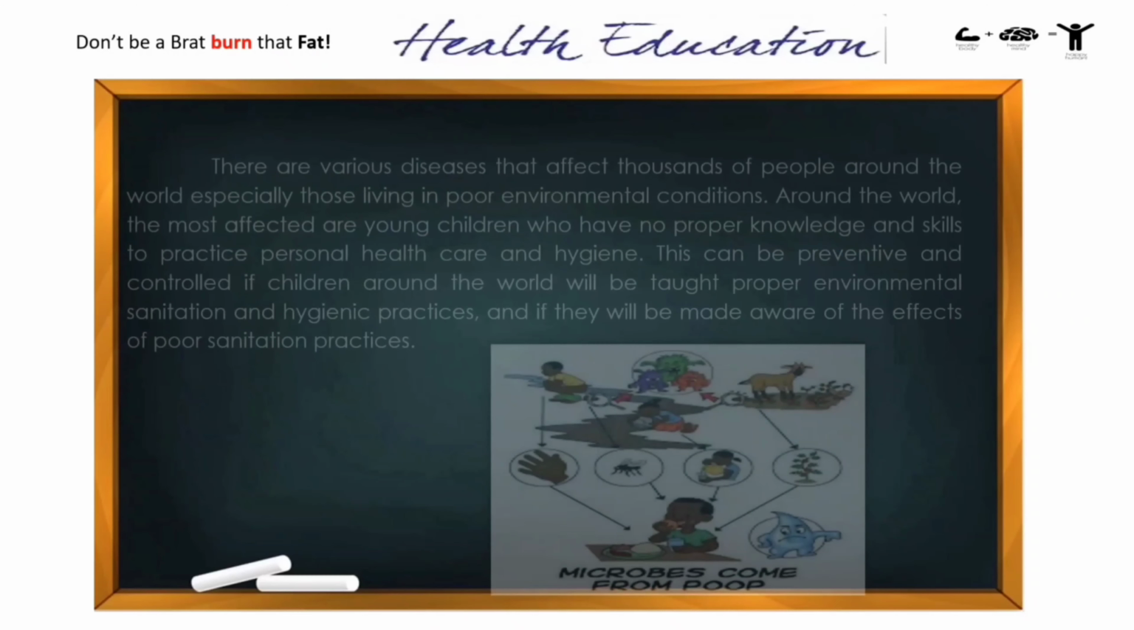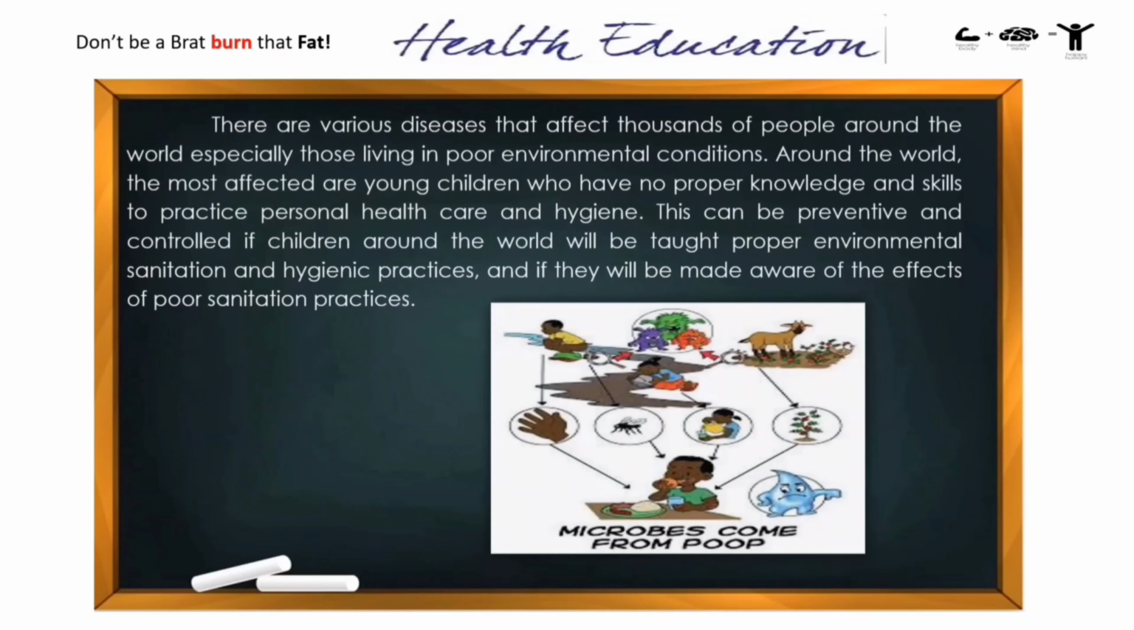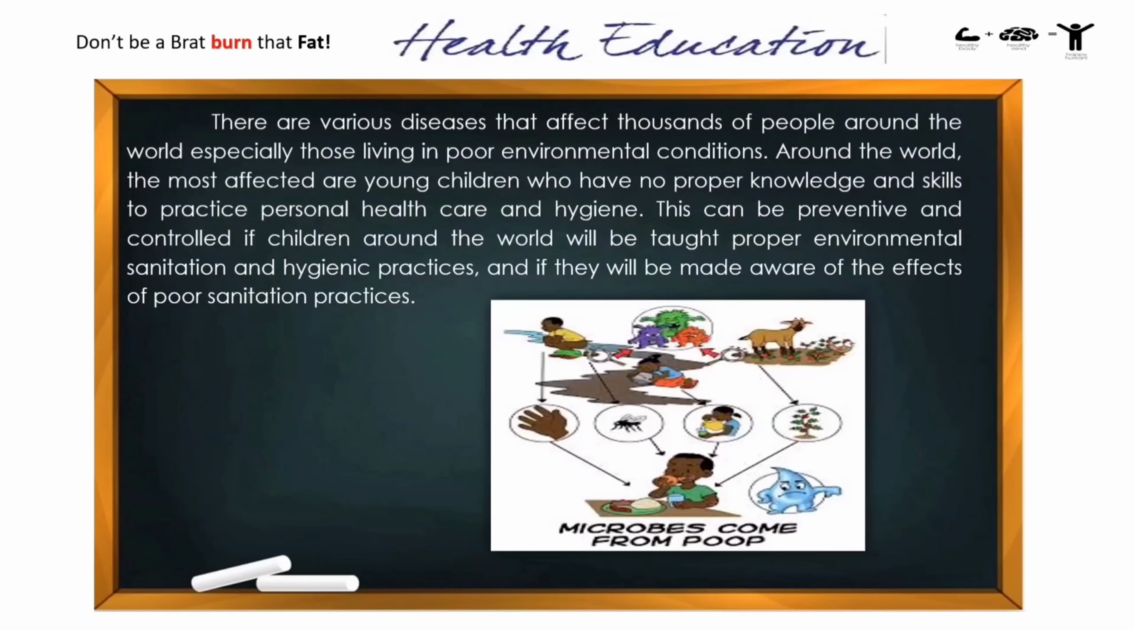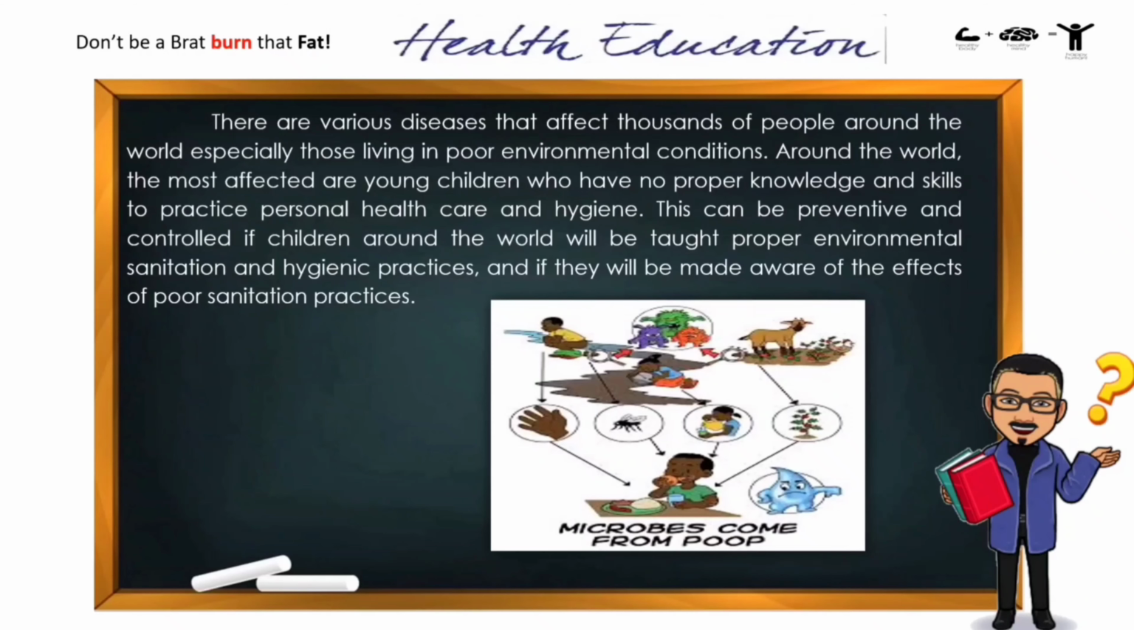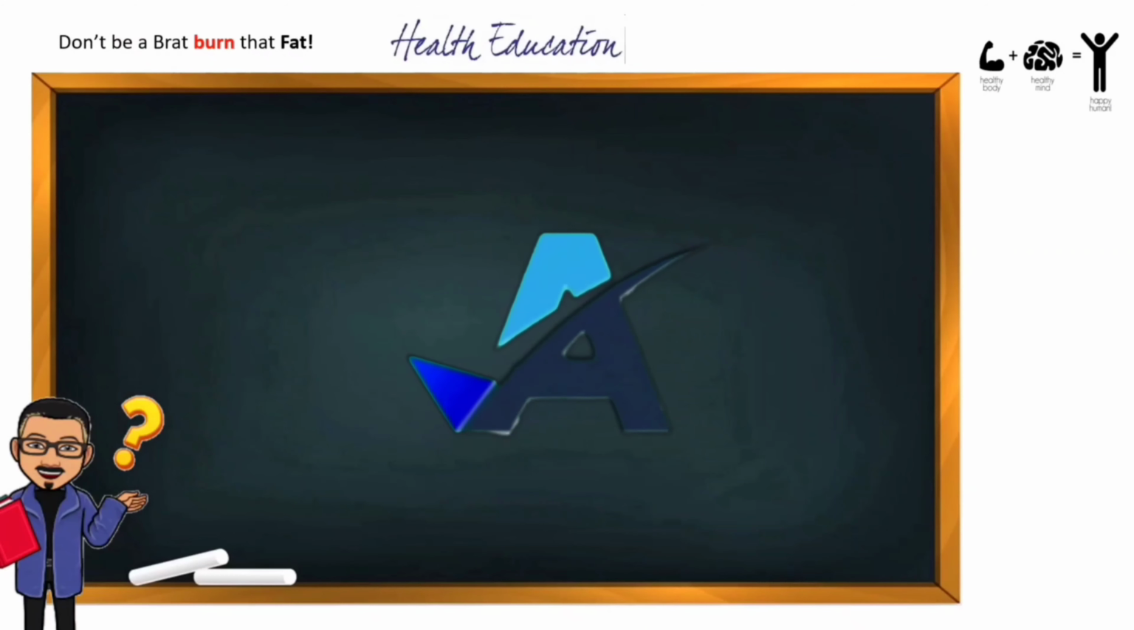There are various diseases that affect thousands of people around the world, specifically those living in poor environmental conditions. Around the world, the most affected are the young children who have no proper knowledge and skills to practice personal health care and hygiene. This can be prevented and controlled if the children around the world will be taught proper environmental sanitation and hygienic practice, and if they will be made aware of the effects of poor environmental sanitation.